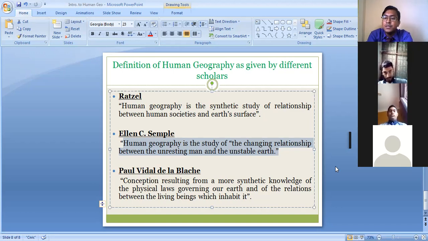The relationship between man and the environment, that is nature, has transformed. It has changed in different time periods. If we talk about early human beings, in the early life of human society, at that time the relationship between man and nature was at its initial development. Human beings were totally dependent on nature for their food, shelter and survival.